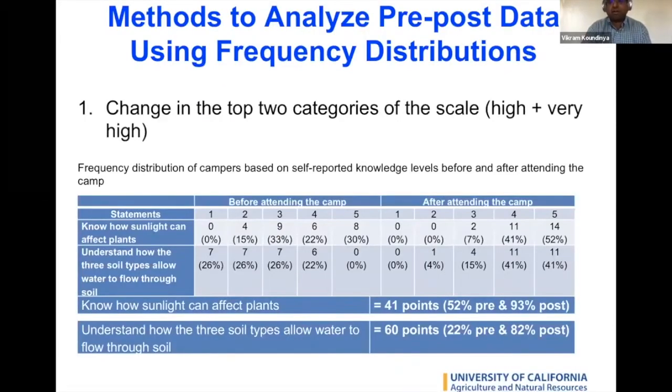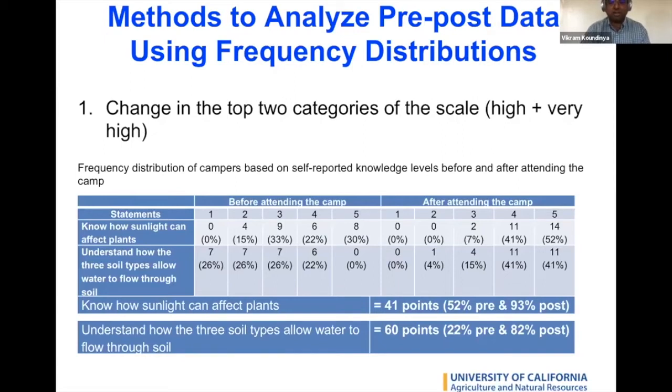Now I will get to the methods that we can use to analyze and report the pre and post test data. Within frequency distributions, this is one of the methods. We are not going to focus on this one today. This is something that we have been asked to do more these days, and it is Roshan's experience that submitting this kind of analysis is being accepted by agencies like NIH also.